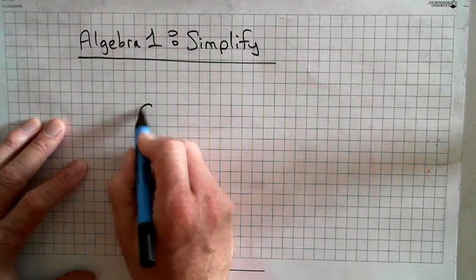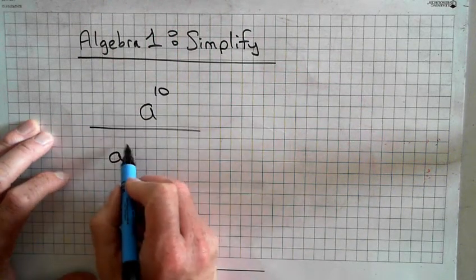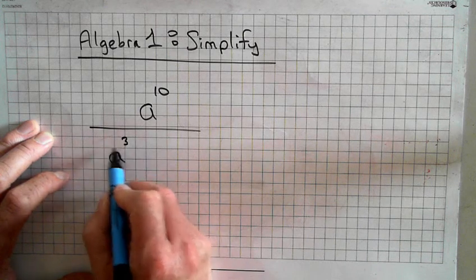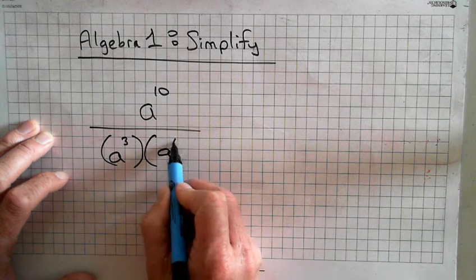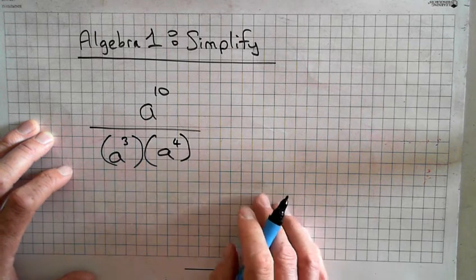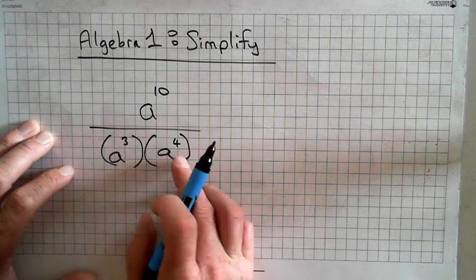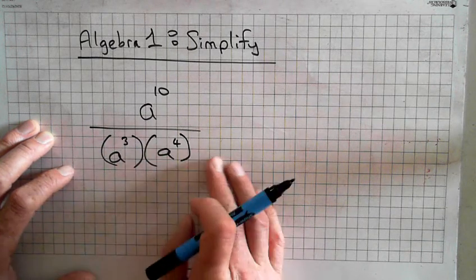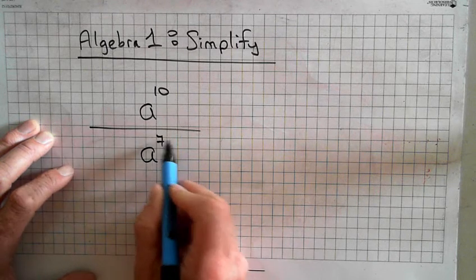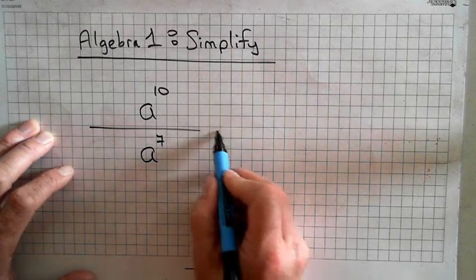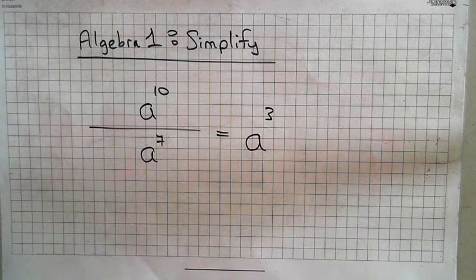Right, what if I had a to the power of 10 divided by a to the power of 3 times a to the power of 4? What happens there? First of all, I have to figure out the bottom bit. So it will become a to the power of 7. Now I subtract: a to the power of 3. Okay?